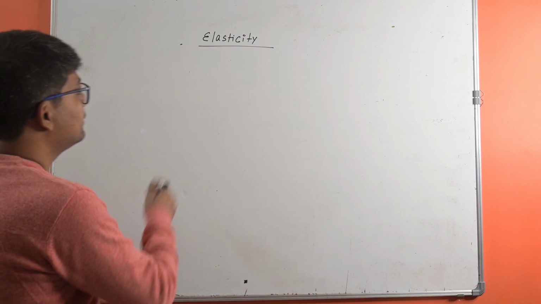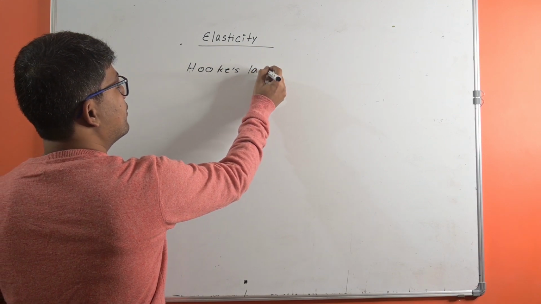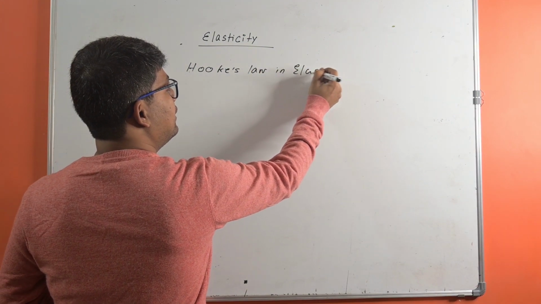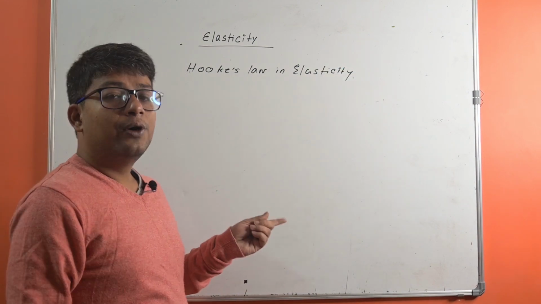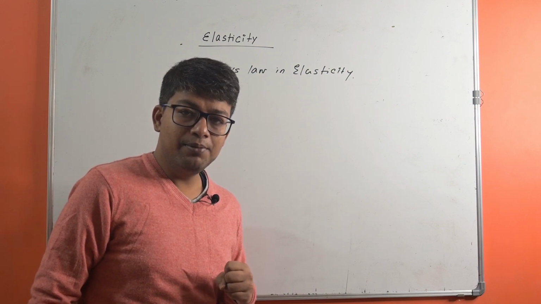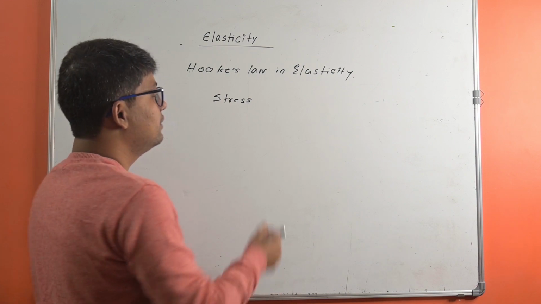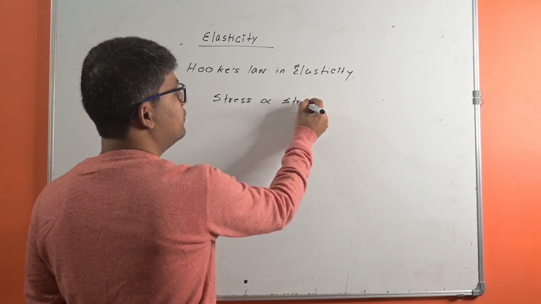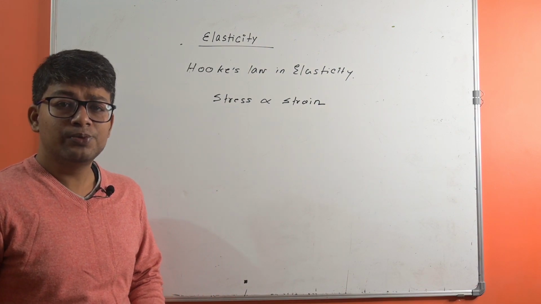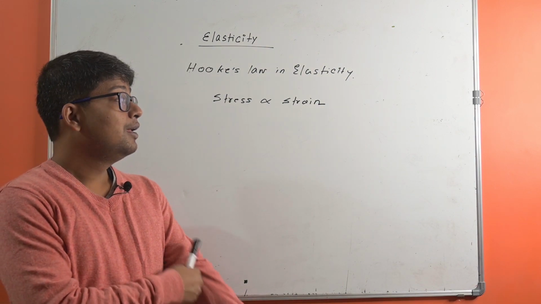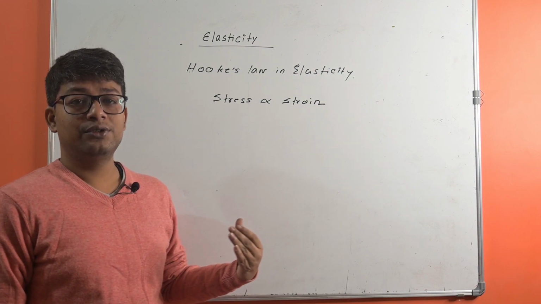So I'm going to write that. It's called Hooke's law in elasticity. And in that law he said that within elastic limit the stress developed in a body is directly proportional to the strain formed in the body. Once again, it's not surprising. It's not surprising that stress is proportional to strain. It's not the other way around.